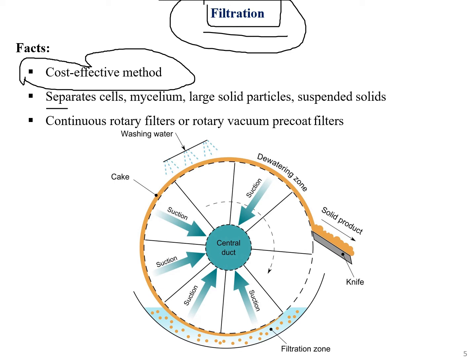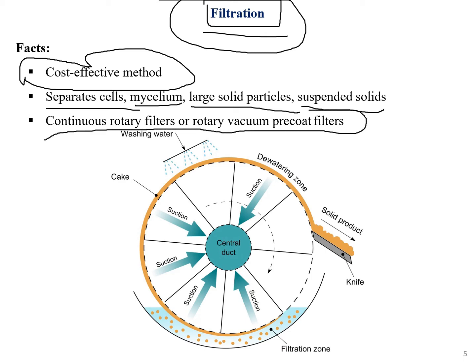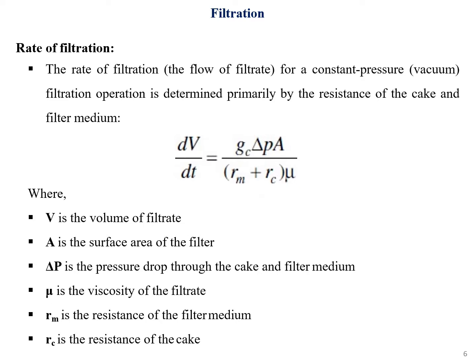Basically it separates cells, mycelium, large solid particles and suspended solids as well. Continuous rotary filters or rotary vacuum pre-coat filters are also there, through which it does the job of removing some of the larger cells which are not required. Moving on, we'll talk about some more of the filtration and get into its technicalities.